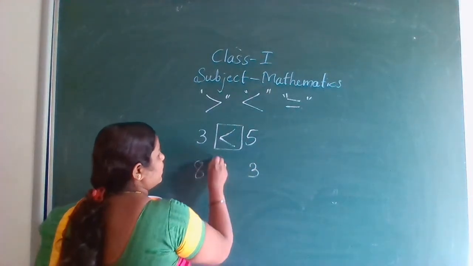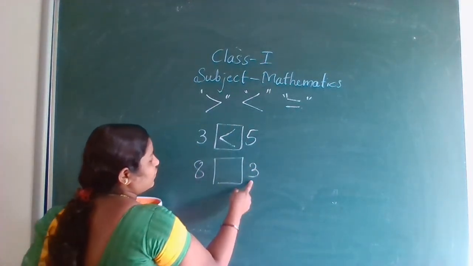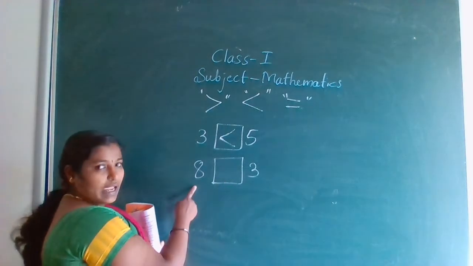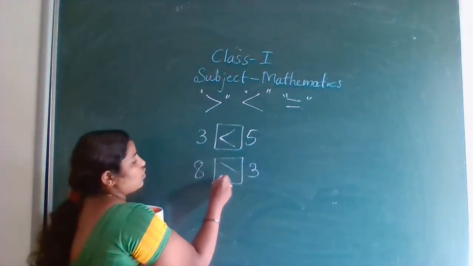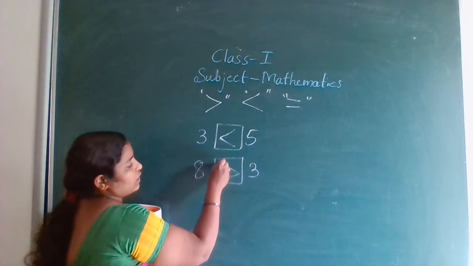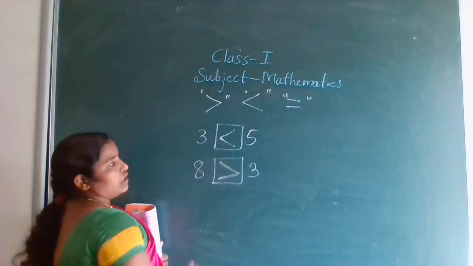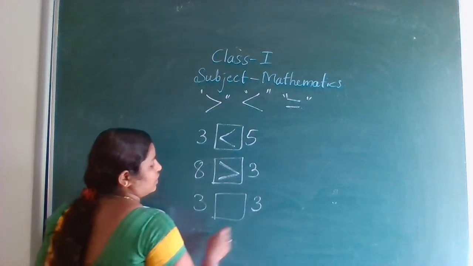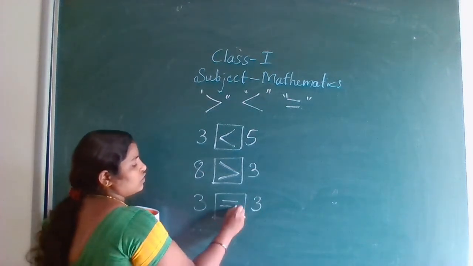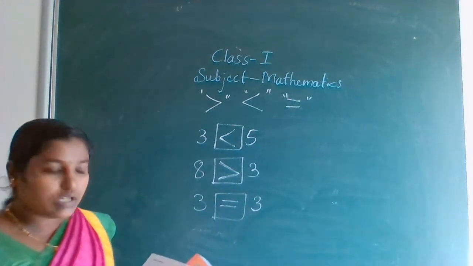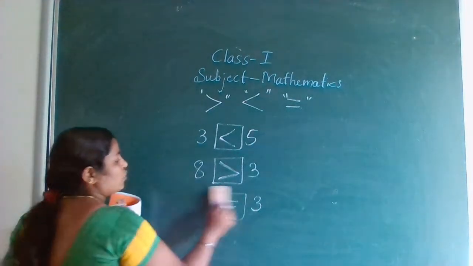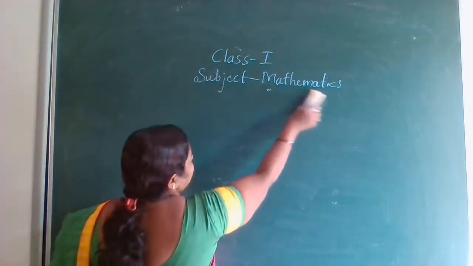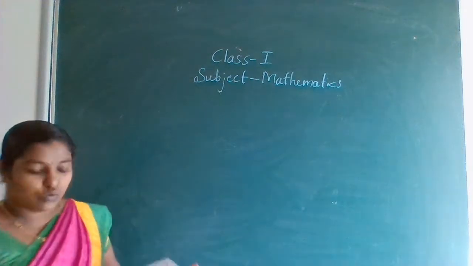8, 3. 8 and 3. Which is the big number? 8 is the big number. So here should be open. Now the symbol will be like this. 3 and 3. Both are equal. So this is equal to sign. This is all about greater than, less than and equal.